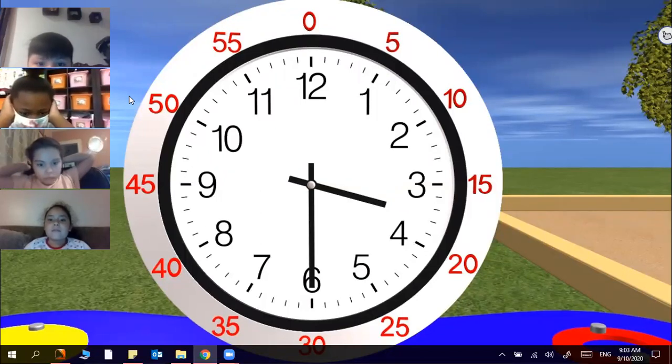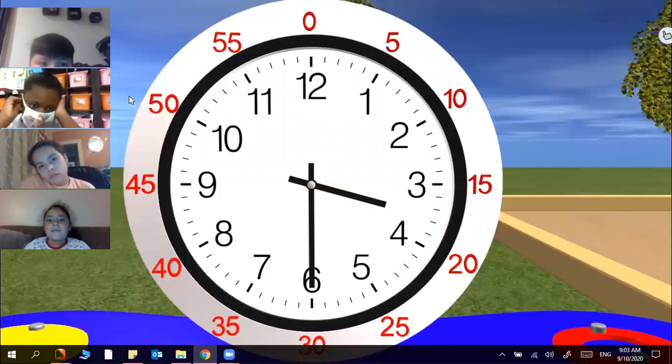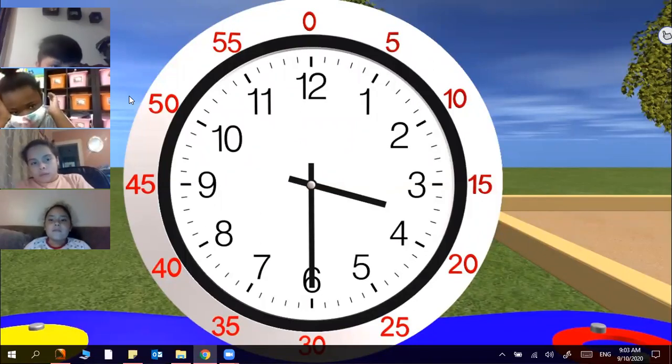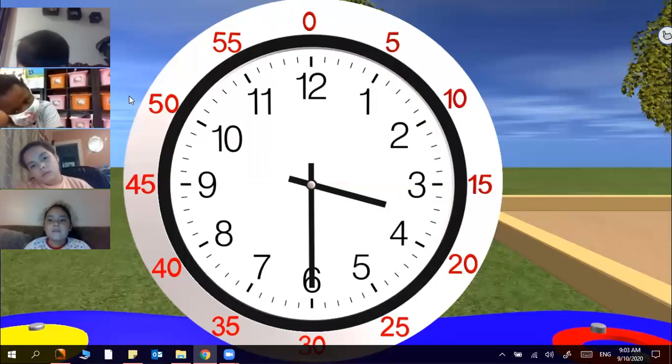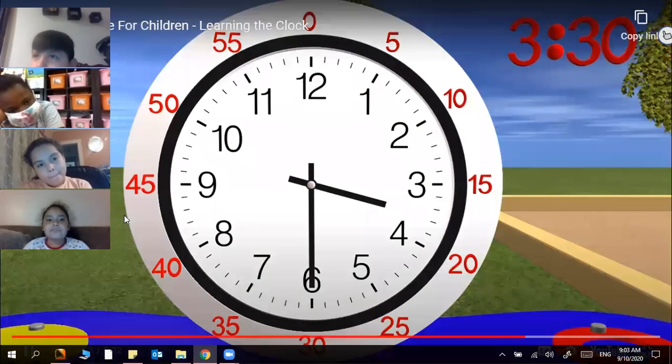No. No, you are right. We have to count by fives to get the minutes. Very important. Let's count. 5, 10, 15, 20, 25, 30. 30 minutes. So the time is 3:30 because the hour is 3. And after counting by fives, we see that the minute hand is pointing to 30 minutes.